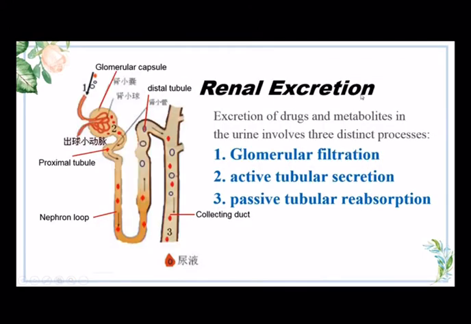Renal excretion. Here is the glomerular capsule. Here is the proximal tubule. Here is the nephron loop. And here is the distal tubule. Here is the collecting duct. Excretion of drugs and their metabolites in the urine involves three distinct processes: 1. Glomerular filtration. 2. Active tubular secretion. 3. Passive tubular reabsorption.